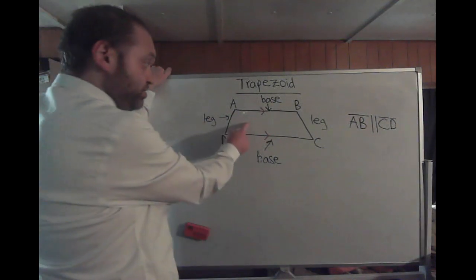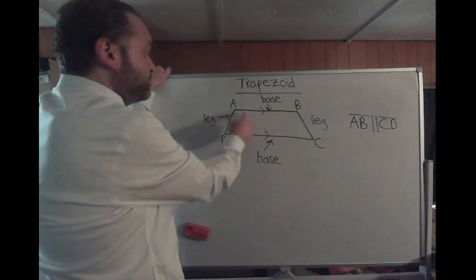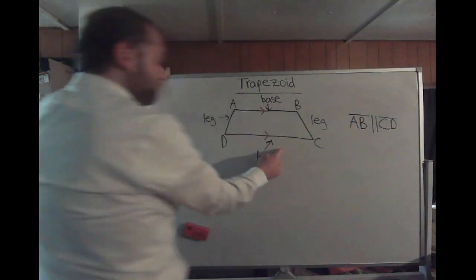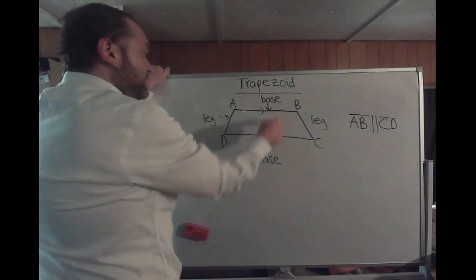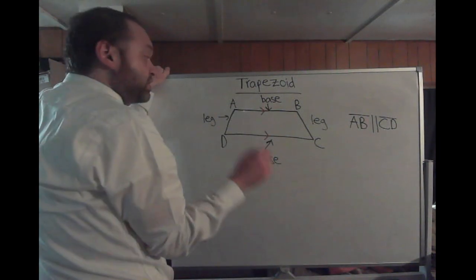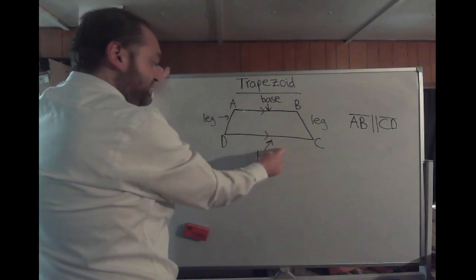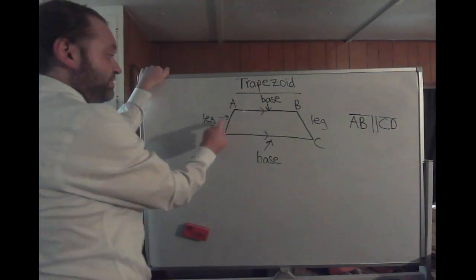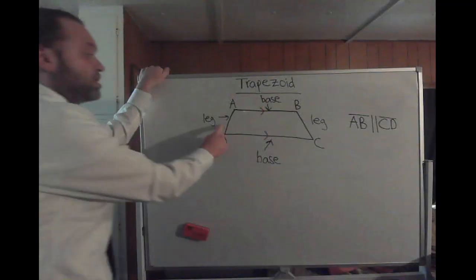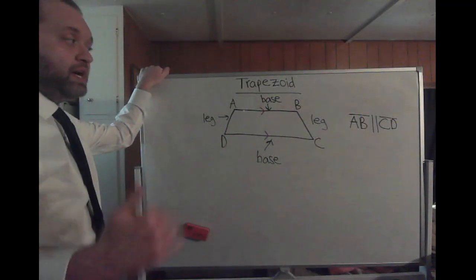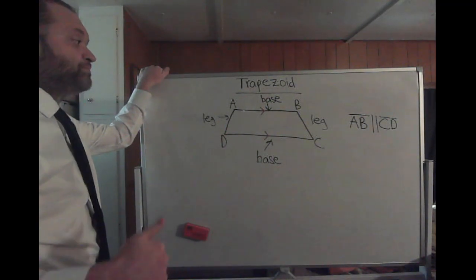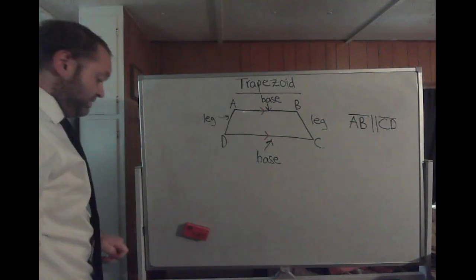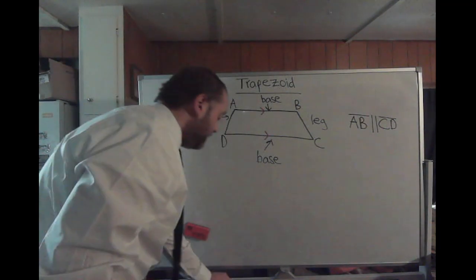So here's a picture of a trapezoid. You have trapezoid ABCD, where AB is parallel to CD. The two parallel sides are called the bases. So AB and CD are both the bases of the trapezoid. And then you have AD and BC, those are called the legs of the trapezoid, the non-parallel sides. So that is generally what a trapezoid is.